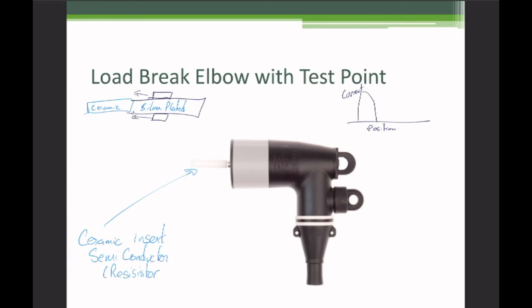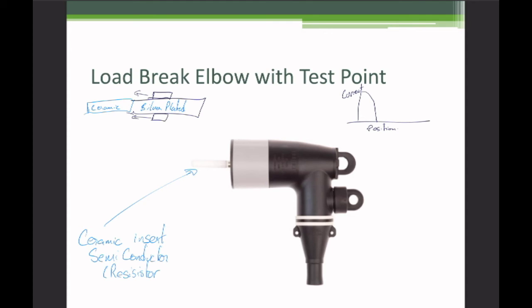So the trick with one of these is go fast. The problem is this ceramic insert really is not very big. And so while you're mid-stroke, while the contacts are here, it's acting as a resistor, which means it is slowing and impeding the flow of current. And all of that is being dumped as heat into this insert.